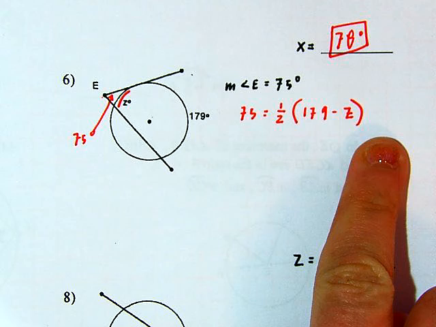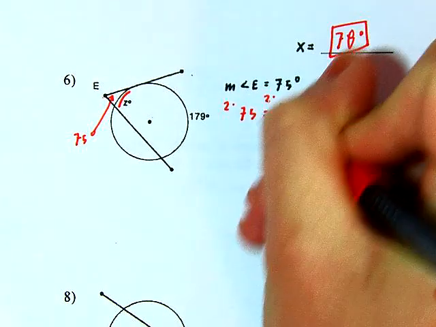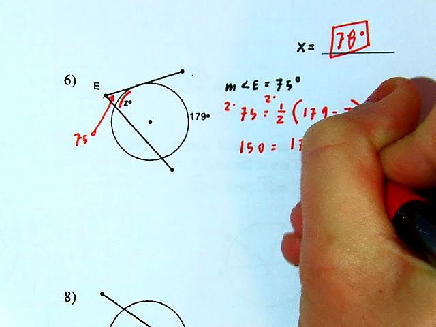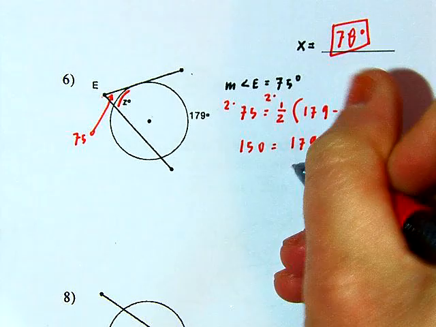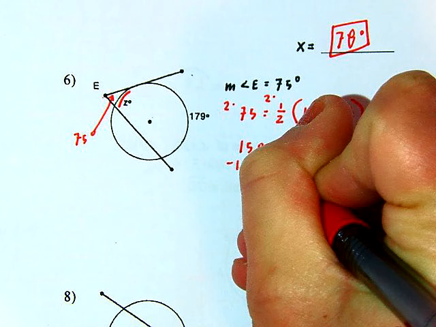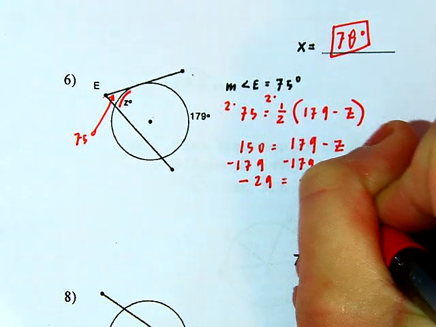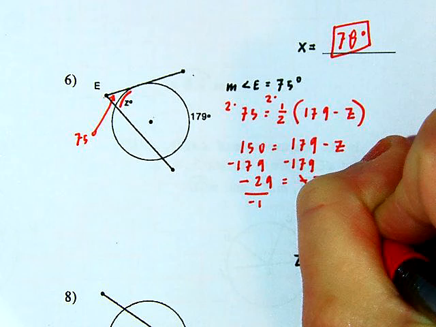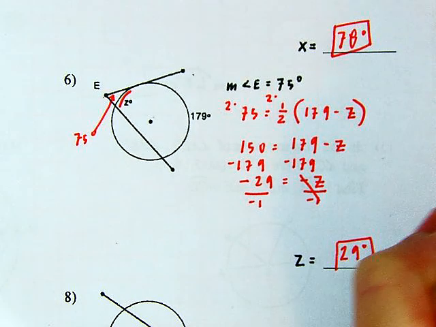So I usually clear my fraction first. So I'm going to multiply each side by 2. So I have 150 equals 179 minus Z. Okay, take away the 179 from each side. So negative 29 equals a negative Z. Divide that negative 1 away, and we get that Z is 29 degrees.